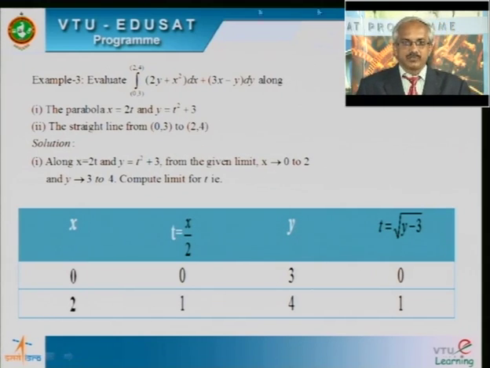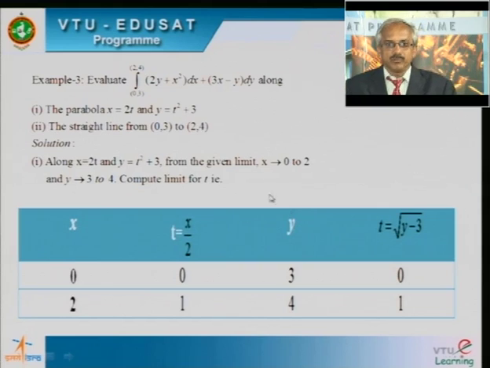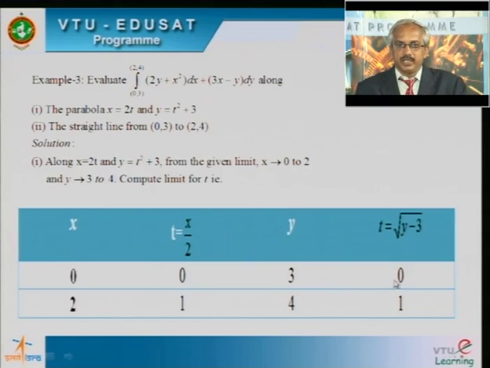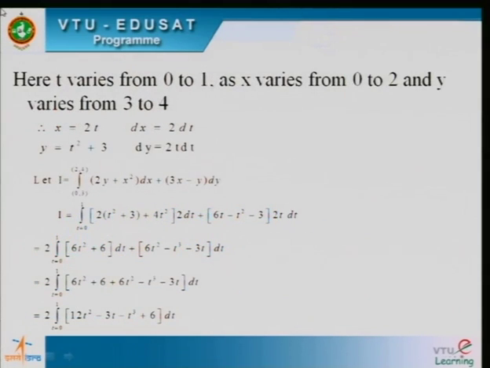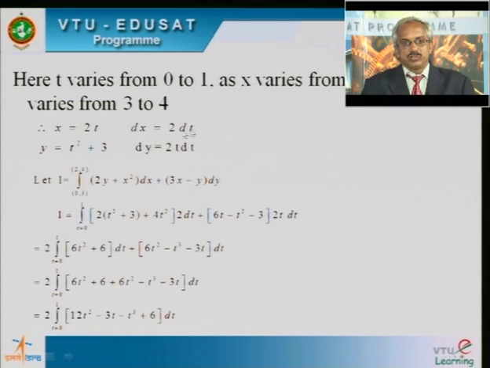Here x varies from 0 to 2, therefore when x is equal to 0, t is 0, and when x is equal to 2, t is equal to 1. Similarly y varies from 3 to 4, so when y is equal to 3, t is equal to 0, and y is equal to 4 when t is equal to 1. So we observe that t varies from 0 to 1. Therefore when x is equal to 2t, dx is equal to 2 dt, and y is equal to t squared plus 3, dy is equal to 2t dt.